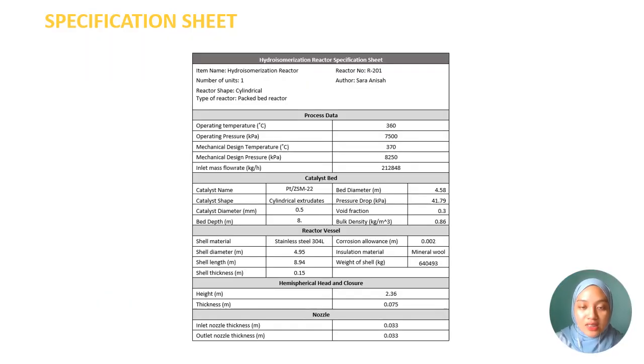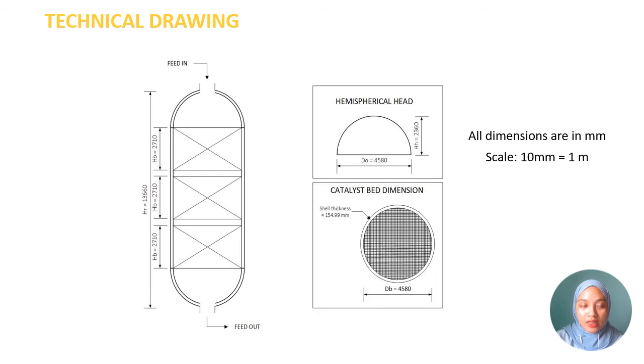And here is the specification sheet for the reactor, where I include the process data, the catalyst bed, the reactor vessel, the hemispherical head enclosure, and the nozzle. And here is the technical drawing, where I included the side view of the reactor, the hemispherical head, and also the catalyst bed dimensions. All dimensions are in millimeter, where the scale is 10 millimeter equals 1 meter in real life.